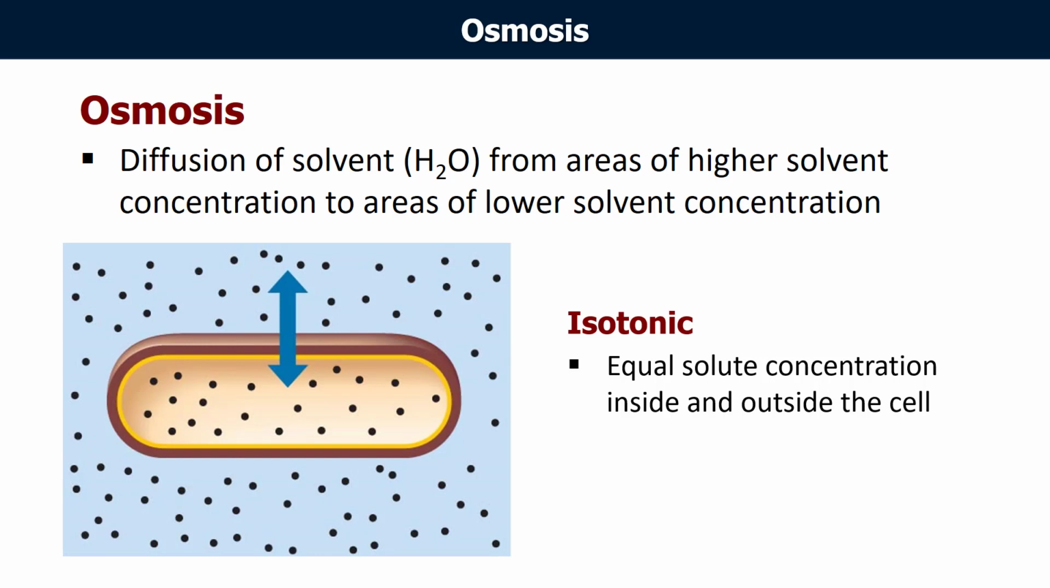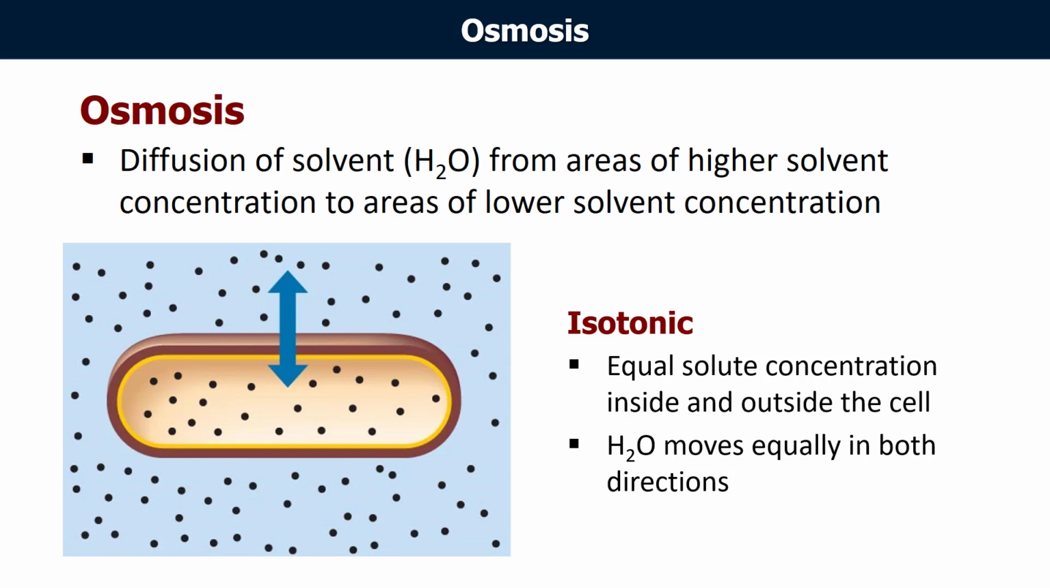So the question would be, when the concentration is the same, which direction is water moving? Which direction is solvent moving? Well, it's the same. It's the same for the solute and the solvent. So water moves equally in both directions. Water's going into the cell, it's coming out of the cell, but it's really the same amount going in and out, so there's no net change.